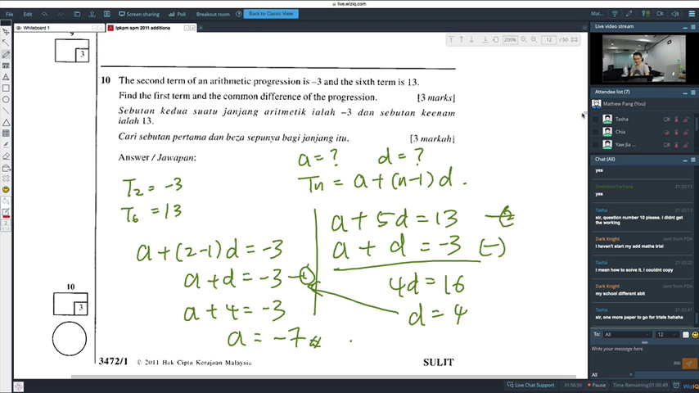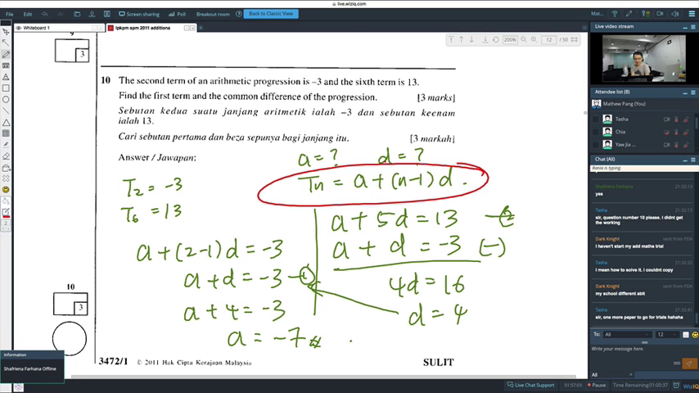Okay, this is number 10. Basically, for number 10 you have the information already, and then you use this formula for the nth term, and then you substitute whatever you have into the nth term here, and then do simultaneous equations. Solve the simultaneous equations, and you should be able to easily get a and d.